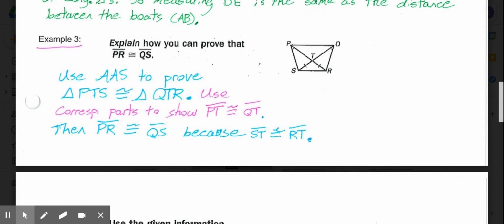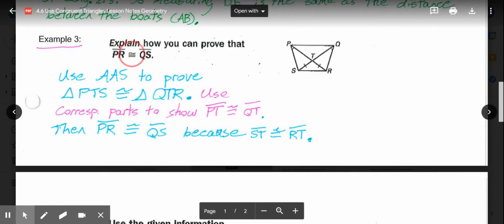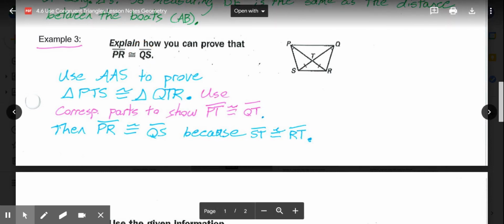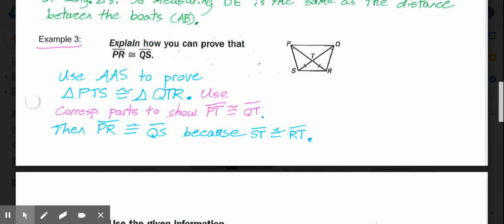Example 3. Explain how you can prove that segment PR is congruent to segment QS. And in the image, they gave us some info. We knew angle RPS here, hard to see, but that's congruent to SQR here. And then we know segment ST here is congruent to segment TR here.